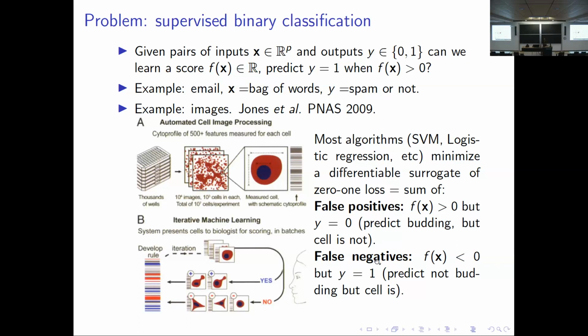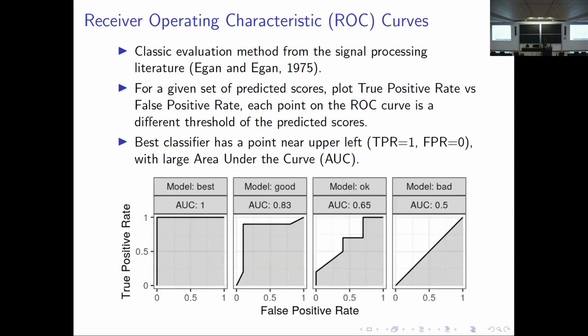And the false negatives, this is what happens when our predicted score is negative, but the actual label is positive. So we're predicting that it's not budding, but it actually is budding. So both of these are not desirable. We want to minimize both of them. And there's sometimes a trade-off between the two.